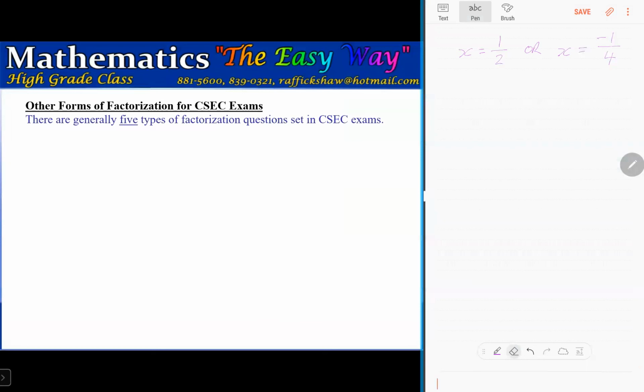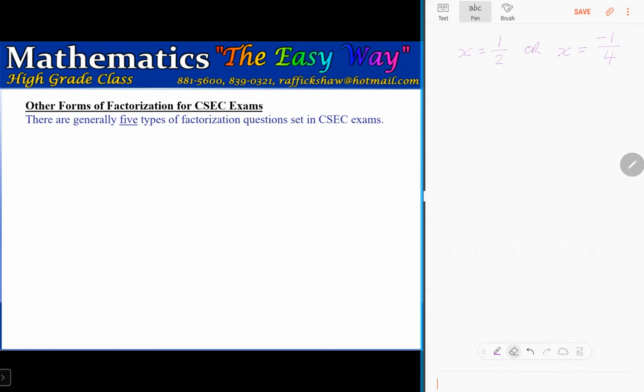So there are mainly 5 types of factorization. Sometimes they vary them a little bit more than just these 5, but these are the 5 basic types that they set in CXC. Now, the advantage with doing this class and doing the notes is that if you know the type of factorization that you're supposed to get, then you'll be able to identify it and you'll know what method to use to factorize it.